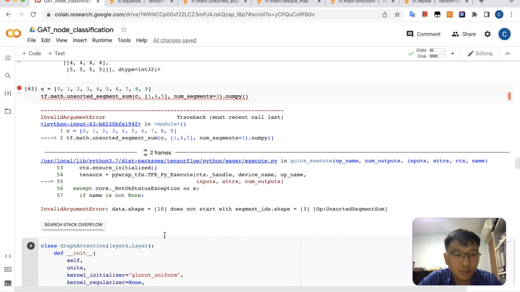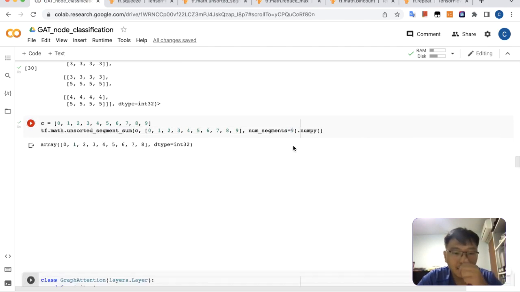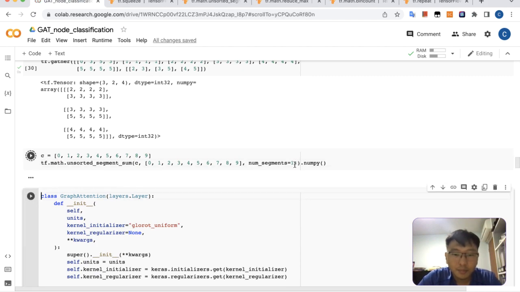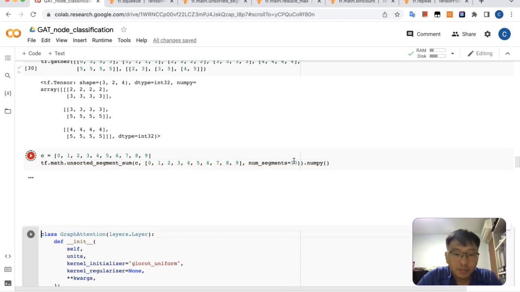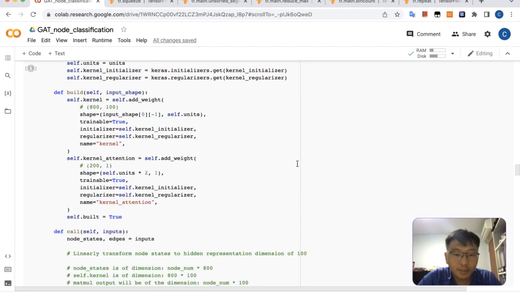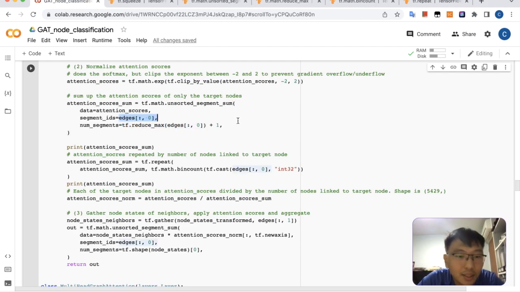Okay, so maybe we just put this whole thing here. And then the num segments maybe is 9. Actually, it should be 10. Okay, so the num segments down here will be the maximum number of target nodes, I guess, plus 1.